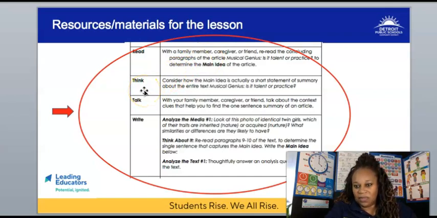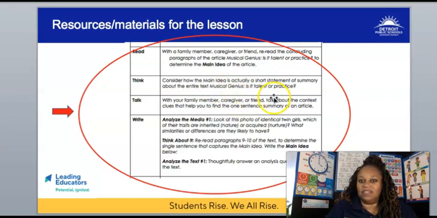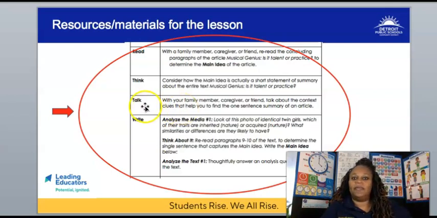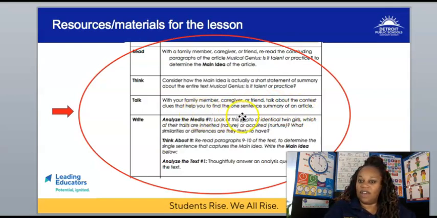This is what you should be thinking about. Consider how the main idea is actually a short statement of summary about the entire text. Talk with your family members, caregivers, or friends about the context clues that help you find the one sentence that seems to summarize the article, and then our writing for today is to analyze the media, think about it, and then analyze the text.